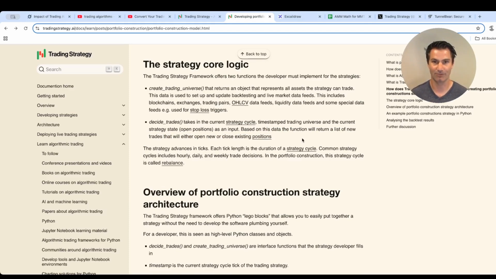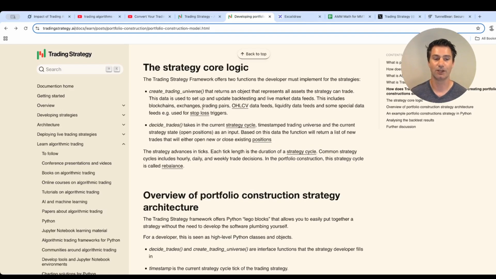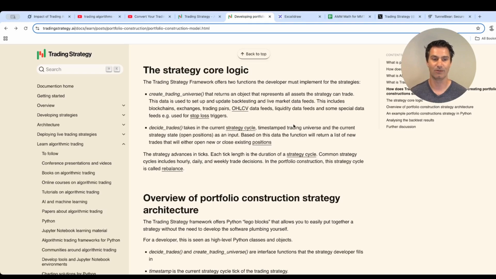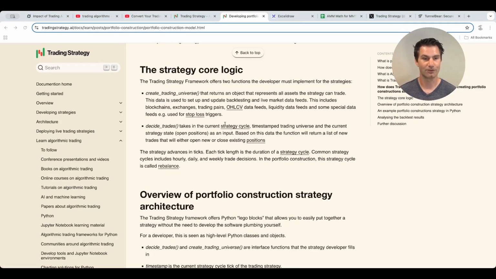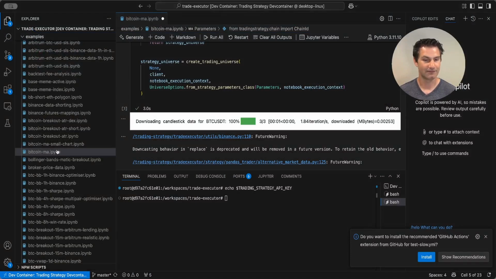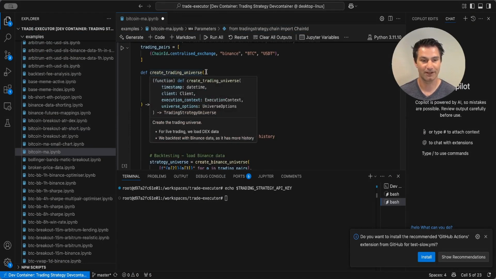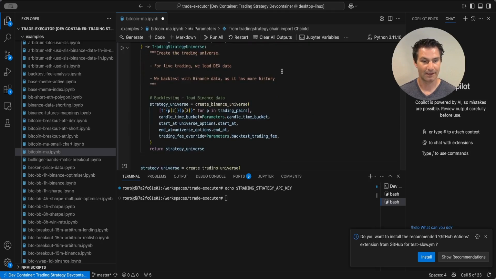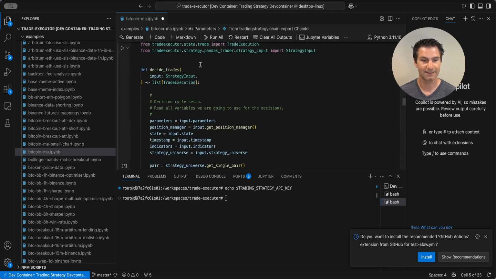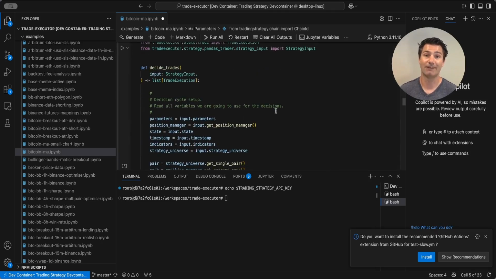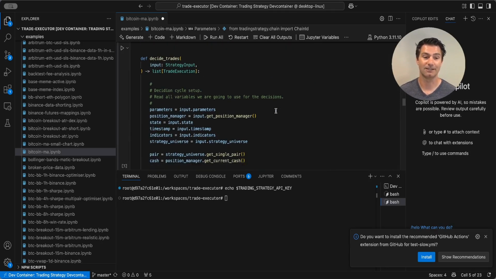Obviously, it's going to become more complex as we look deeper into how do we create a trading universe? How do we decide trades? Where does that logic go? But it's a really simple framework from the top level if we're looking at it from there. And so if we come back over to our code, we can see that it does in fact implement these methods, right? We have create trading universe right here, okay? And then later we have decide trades. And so right away we can map what we see in the docs to the actual code.